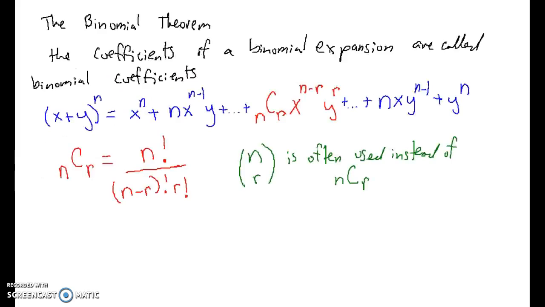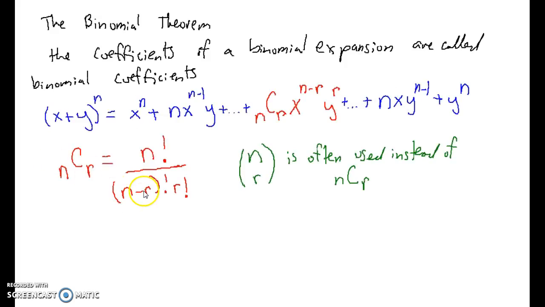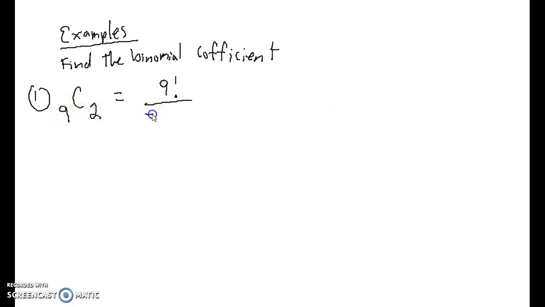If I use this formula, I might want to jot this down. N is our first number, so our first number is 9. So this will say 9 factorial. And then n minus r, so 9 minus 2, is going to give me 7 factorial. And then my r factorial, which is 2. With this, if you add the two numbers together, 7 plus 2, you'll get the 9. We don't necessarily want to do that, but it's just a little fact check.